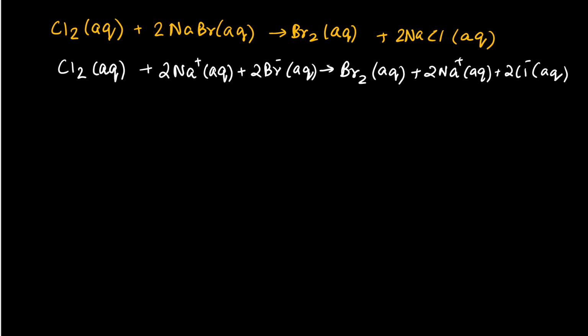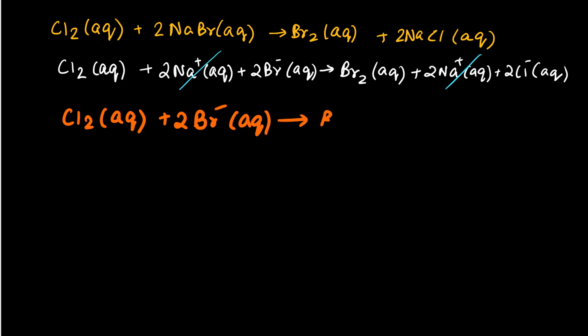Right, now the next step I had told you is to cancel out the spectator ions. So what's common on the left and the right hand side? It is the sodium ions. Just cancel them. And the last step is to write whatever has not been cancelled. And what has not been cancelled? Cl2 aqueous stays as it is, plus 2 Br- aqueous gives you Br2 aqueous plus 2 Cl- aqueous.